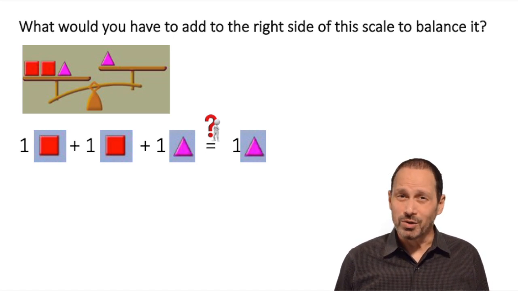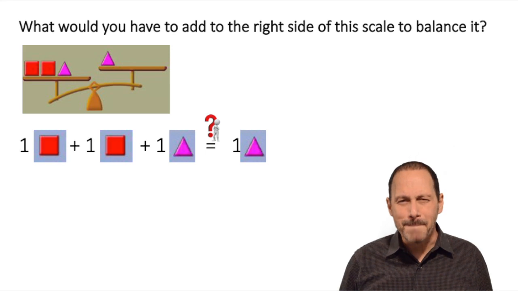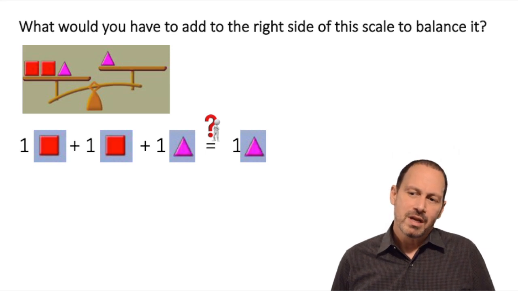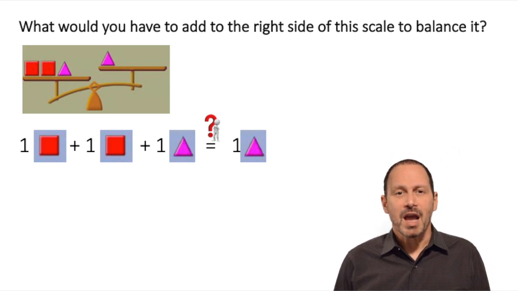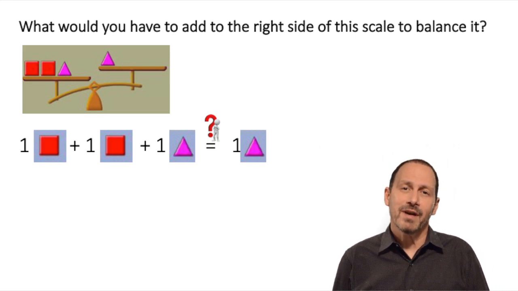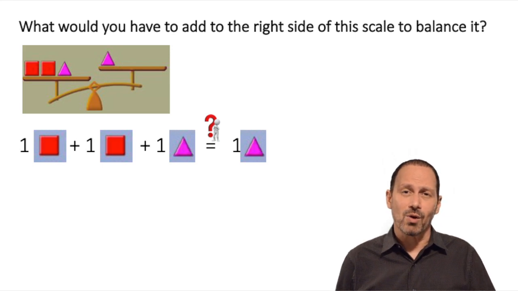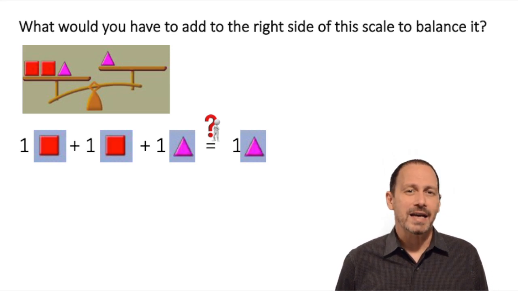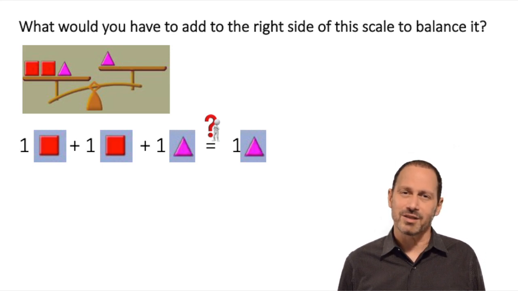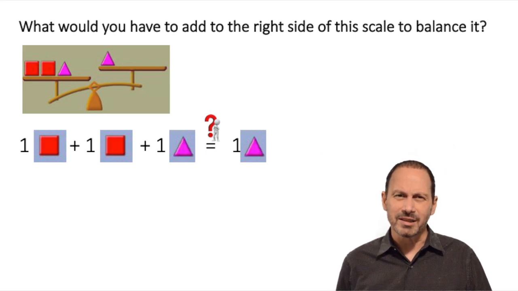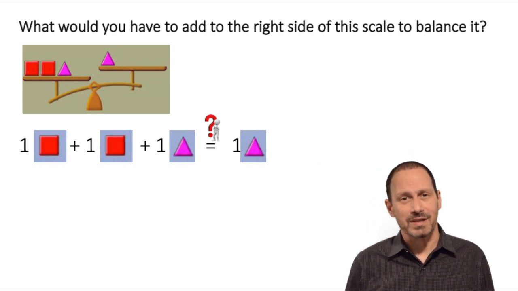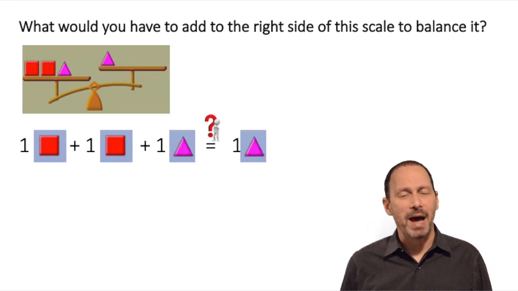Let's go back to this concept of a balance scale. We use a balance scale as a metaphor for an equation. Let's say that we have a scale and that we want to balance that scale. Here you have a scale that has two squares and a triangle on the left side, and a triangle on the right side. As you can see, the scale is not balanced. It's tilted to the left. So what would you add to the right side of the scale in order to balance it?